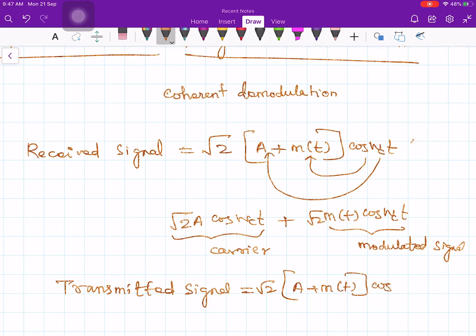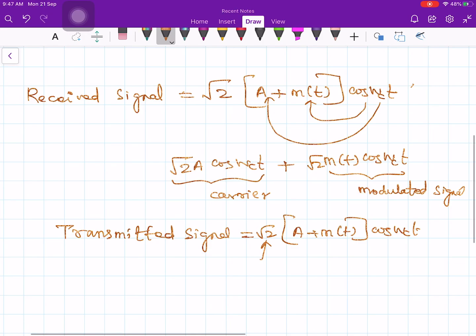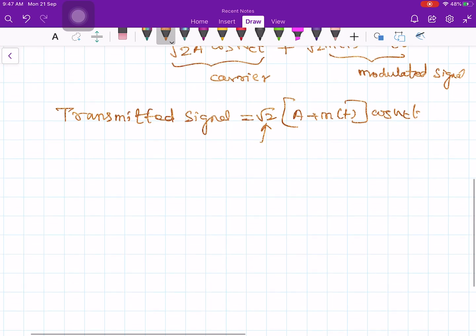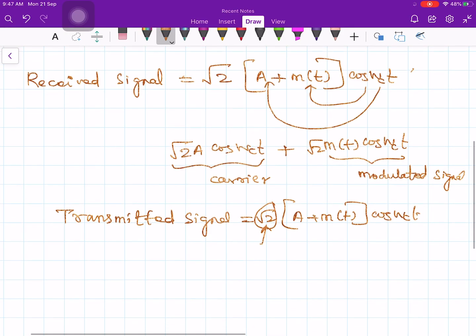The same signal is received at the receiver, because we assumed the channel is an ideal channel. Now I have included a factor √2. This is included to make sure that the final signal power is simply S_i. The message power is the same, just to simplify the algebraic manipulations, nothing else. Even if you don't put this √2, no problem, you will get the same result. Now let us try to find out what is the received signal power. This is my received signal.